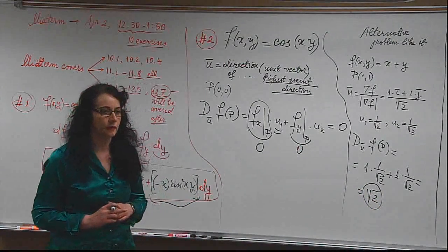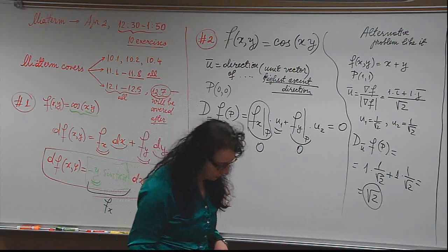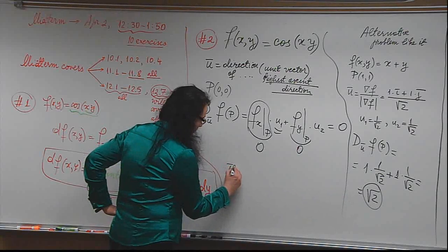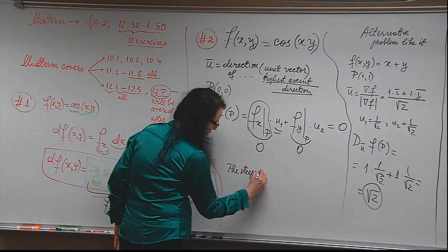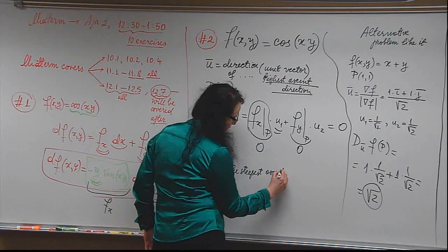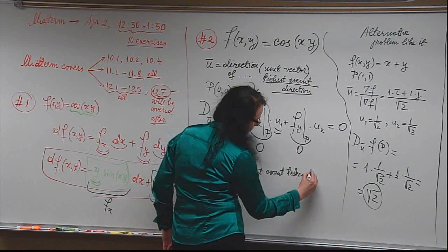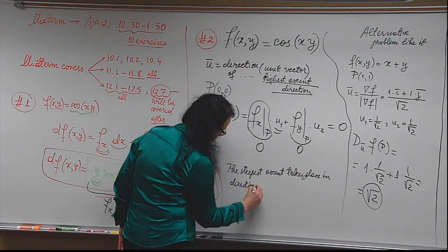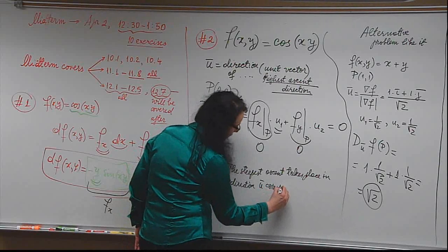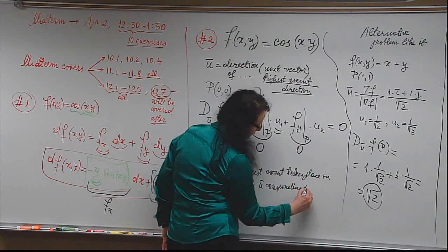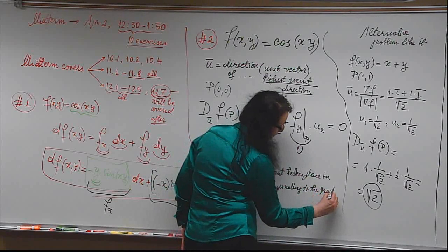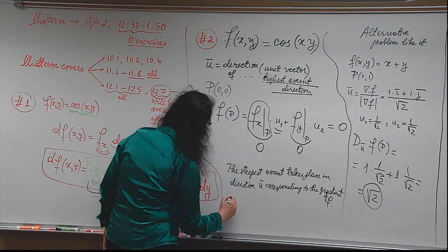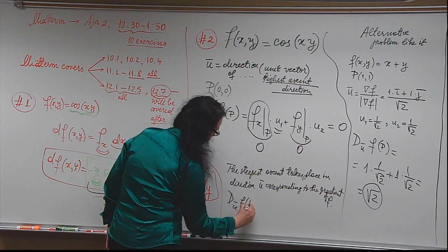All right. It says justify your answer. How did you write that? Oh, justify your answer. Let me justify the answer. I'm going to say here: the steepest ascent takes place in the direction u corresponding to the gradient, del f. Formula: D_u f of p.